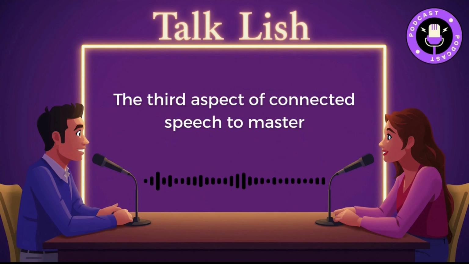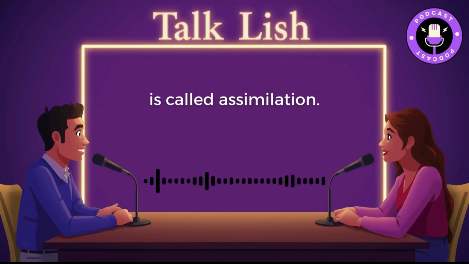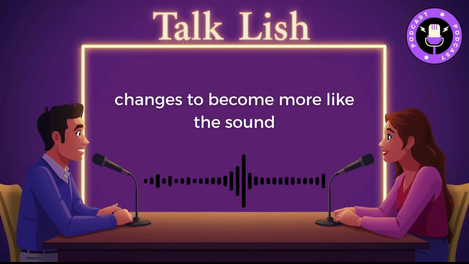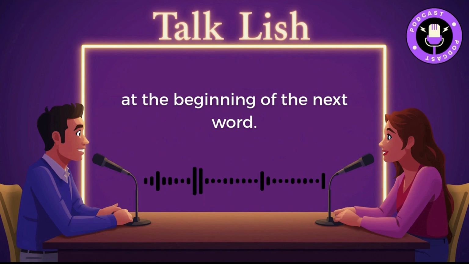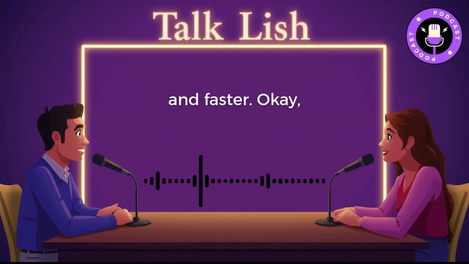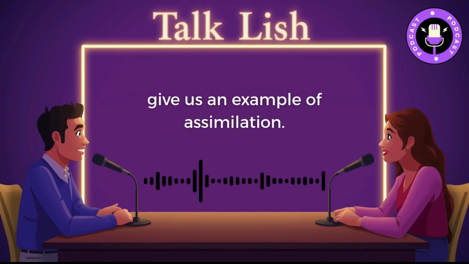The third aspect of connected speech to master is called assimilation. This is when a sound at the end of a word changes to become more like the sound at the beginning of the next word. It makes pronunciation easier and faster. Okay, give us an example of assimilation.